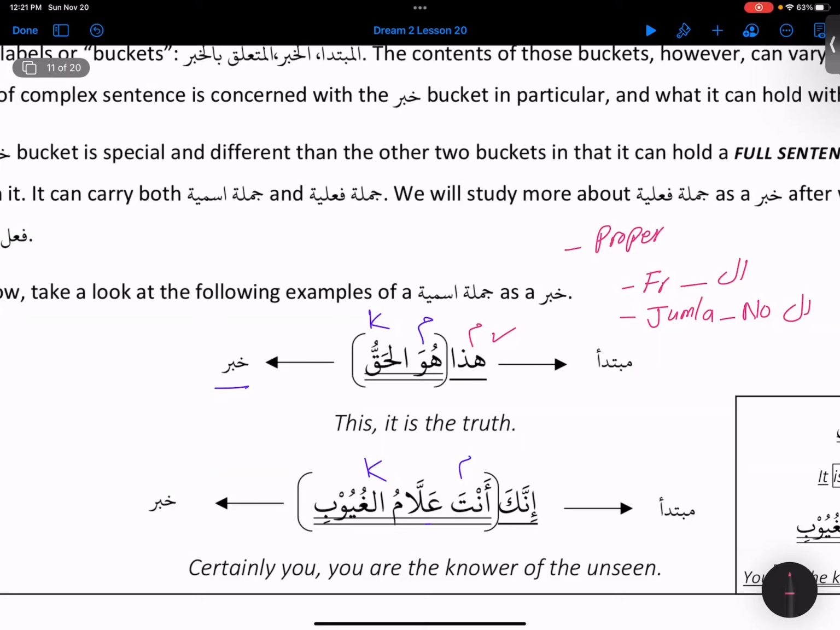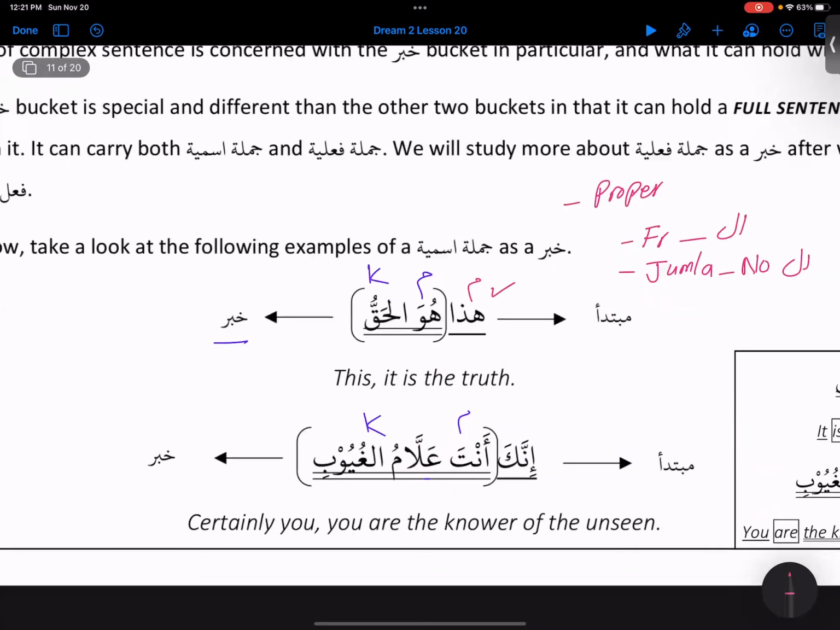Remember I said that when there are two stresses, it means there is a doubtful audience in front of you and you are trying to convince that person. That is the reason. So haza huwa al-haqqu: yes, this is the truth. So don't be in doubt.